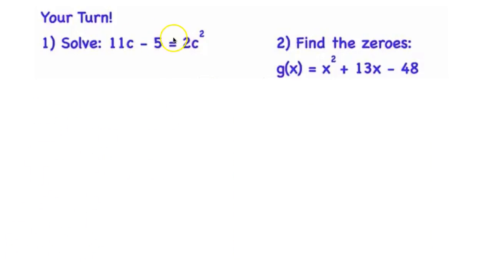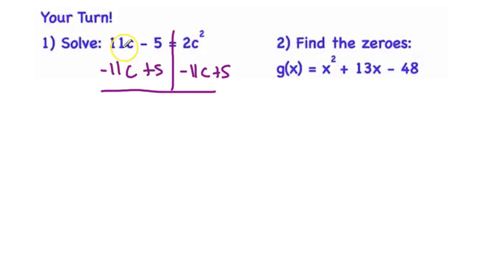All right, here we go. So let me begin. I want to get everything on the same side as the c squared. It's positive, so I want to keep it positive. So I can do minus 11c and minus 5, and the plus 5 and minus 5 cancel. I'm left with 0 equals 2c squared minus 11c plus 5. All right, let me move it over a little bit.